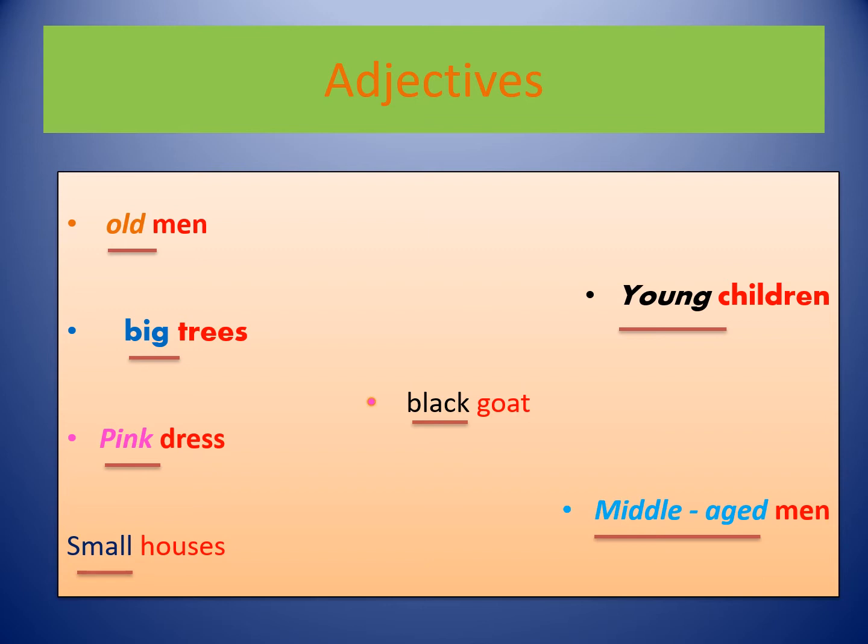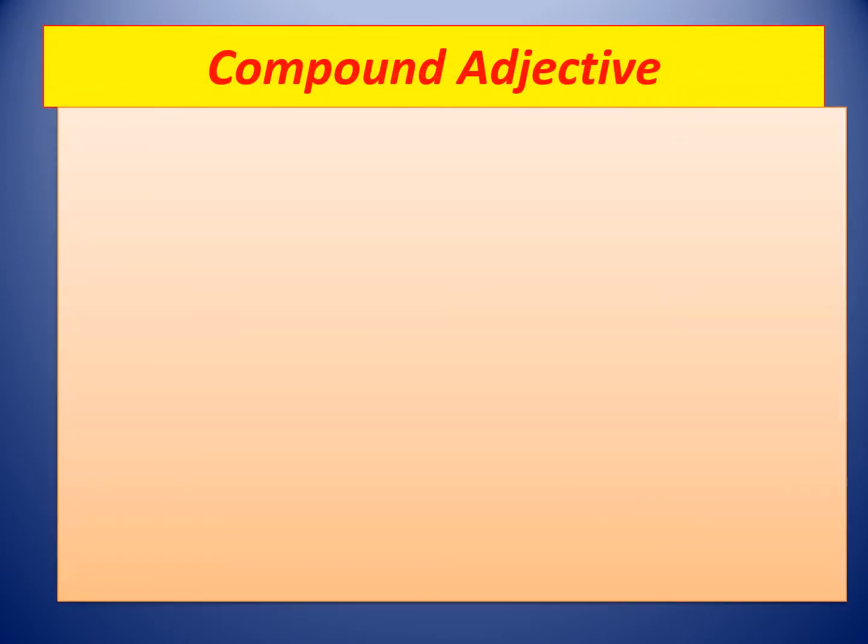So, this is an adjective. This type of adjective is called compound adjective. Students, what do we call this type of adjective? Compound adjective. Students, let us learn about compound adjectives in this class. Students, we will see what is compound adjective.